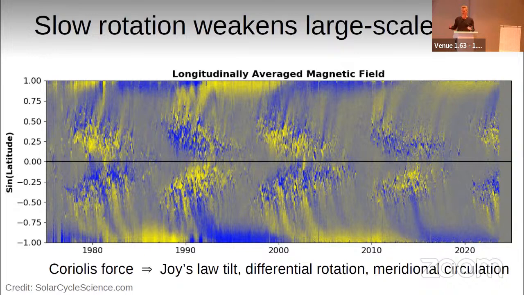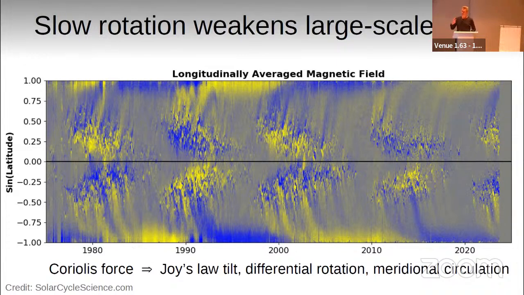The Coriolis force and other Reynolds stresses also naturally produce both the differential rotation and the meridional circulation. And so as you can imagine, there might be a critical rotation rate where the Coriolis forces are no longer imprinting a significant signature on the convective patterns.